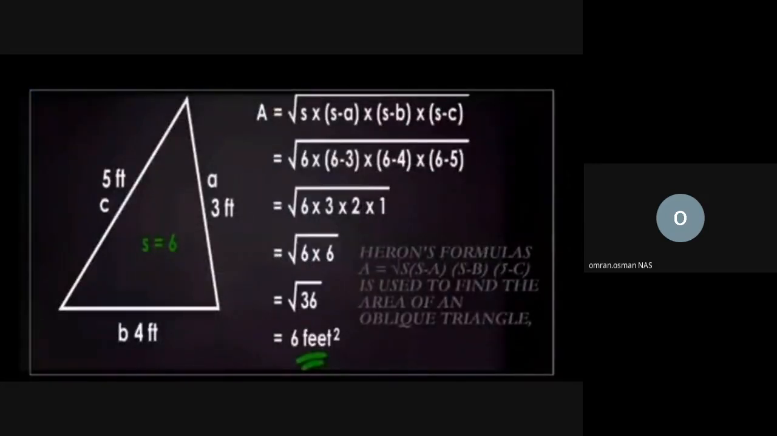Here's an example of using Heron's formula. The formula is A equals the square root of S times (S minus a) times (S minus b) times (S minus c), which is used to find the area of an oblique triangle.